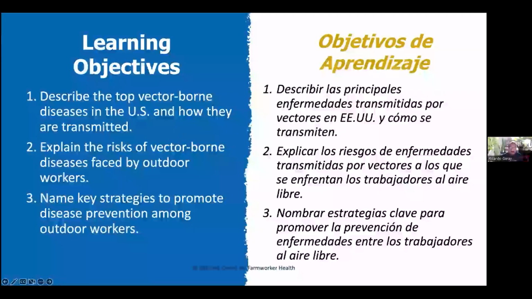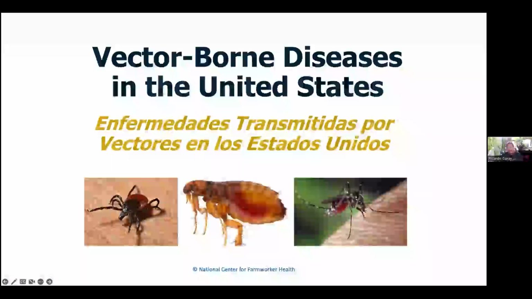I want to reiterate, these are three learning objectives, and I am hoping that at the end we can evaluate how we were able to reach or not these objectives today.